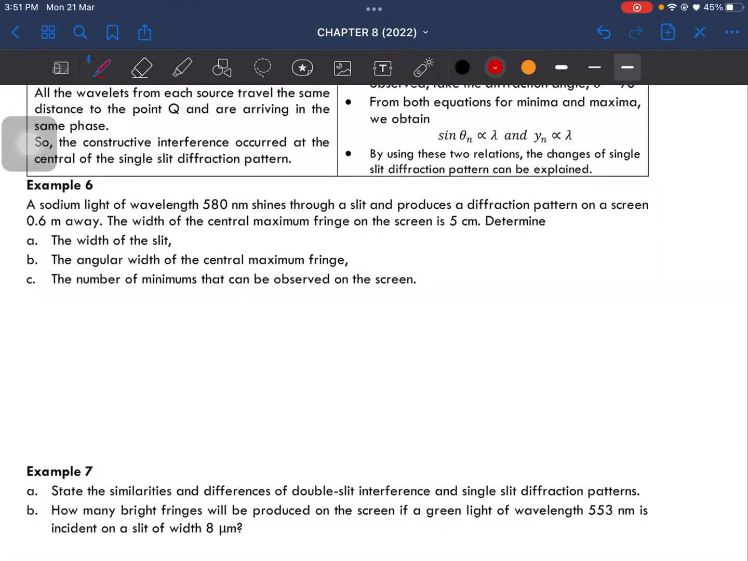Example 6. A sodium light of wavelength 580 nanometers shines through a slit and produces a diffraction pattern on a screen 0.6 meter away. Let me just draw the situation. So through a slit, so there's only a single slit, and then on a screen 0.6 meter away, so this is the screen. So this is a, and then this is the distance, which is 0.6 meter.